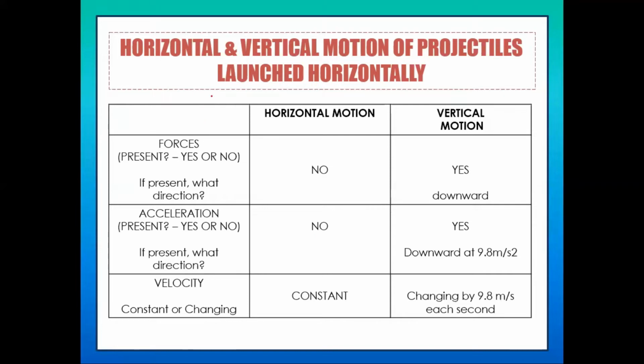Okay, that is why it moves in a straight manner. Okay, if we're going back to the free gravity path or the horizontal path. Now for vertical motion, yes, because gravity is there. That is the force acting on the object, and that is why it moves in a downward motion. Okay, so now for acceleration, present or not.